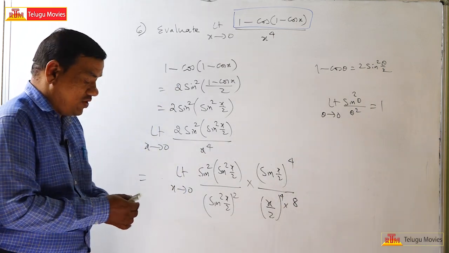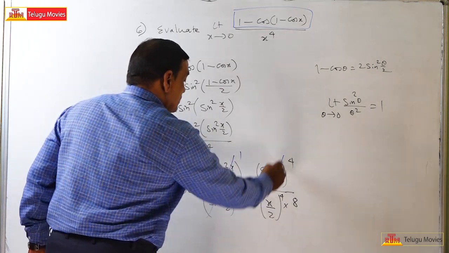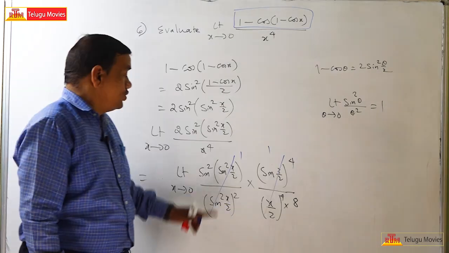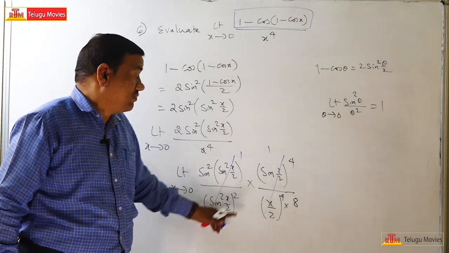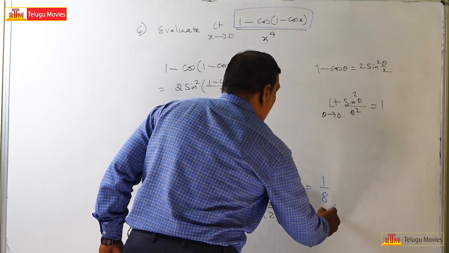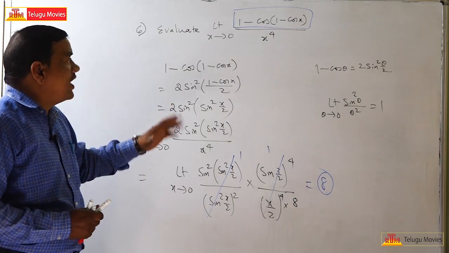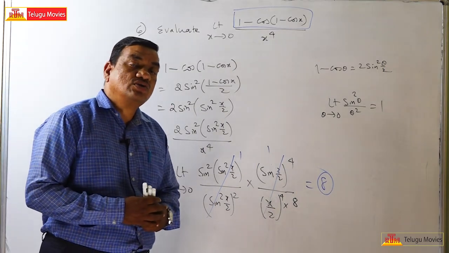Okay now, everything will be clear. So this value is 1. This value is also 1, 1 by 1. After cancellation of this, we will remain with 1 by 8. So 1 by 8 is the final answer. So I hope that you understand this solution.